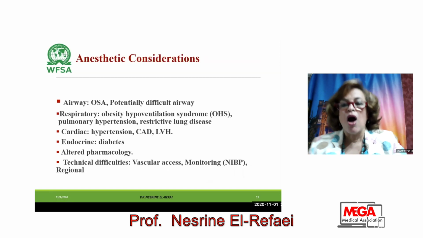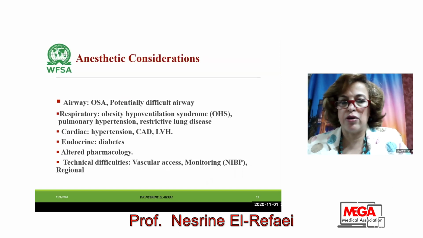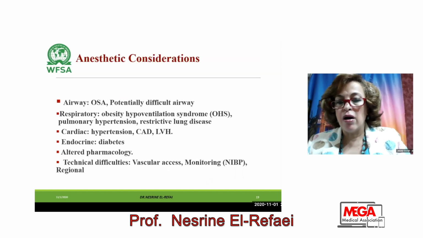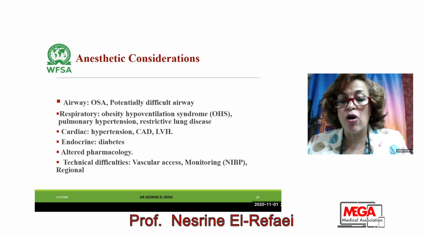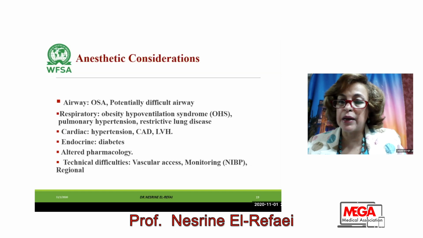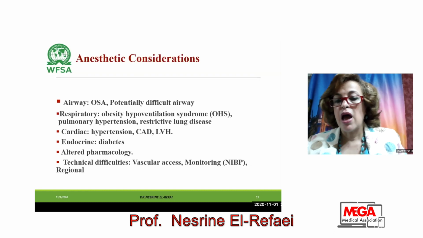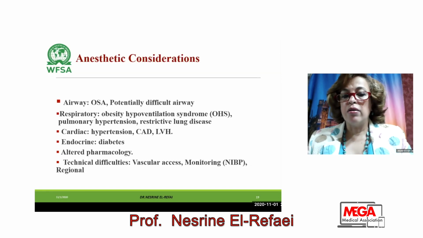What are the anesthetic considerations for the obese patients? The airway: we will talk mainly about obstructive sleep apnea and potentially difficult airway. Respiratory problems include obesity hypoventilation syndrome, pulmonary hypertension, and restrictive lung disease. That's why we ask for spirometry and respiratory function tests for the morbidly obese patient before anesthesia. The cardiac problems include hypertension, left ventricular hypertrophy, coronary artery disease, and endocrine disorders, as we said. A very important consideration for anesthesia is altered pharmacology. Obesity itself changes the pharmacodynamics and kinetics of many drugs and anesthetic drugs. Technical difficulties we have to deal with are vascular access, monitoring the blood pressure, which is simple but difficult in obese patients, and difficult regional anesthesia.